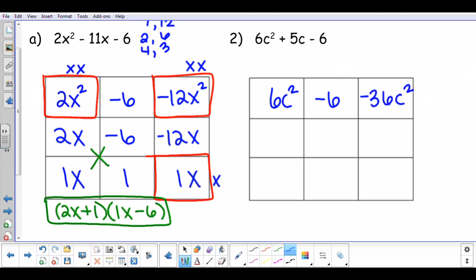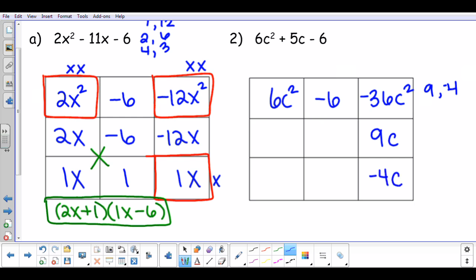Now I need to figure out what two numbers are going to multiply to give me negative 36 and add up to 5. Well, I know 9 times 4 will give me 36, and if my 4 is negative, it'll give me a positive 5. I'm going to put a 9 with a c and a negative 4 with a c.